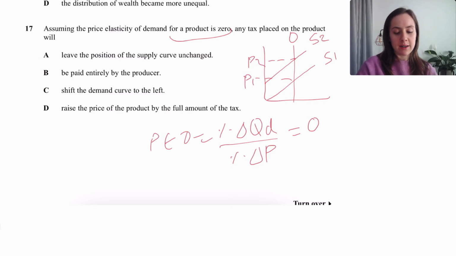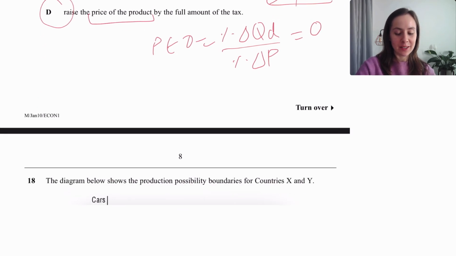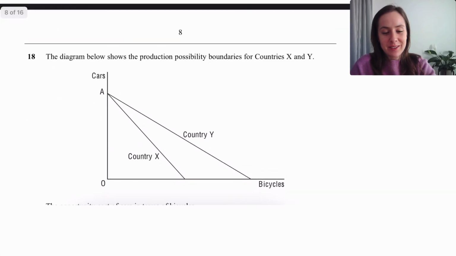Hang on, it's been paid entirely by the consumer. No, it hasn't. Yeah, it has. Raise the price of the product by the full amount of the tax. There we go, that's the answer. Nearly caught me out. Be surprised how many times they can catch you out by just the way they phrase things.